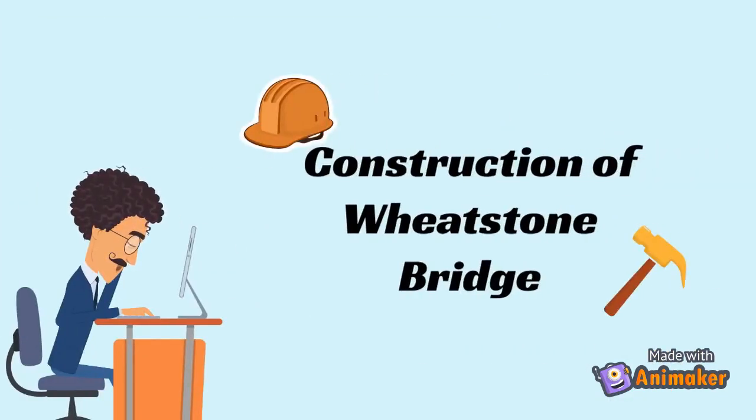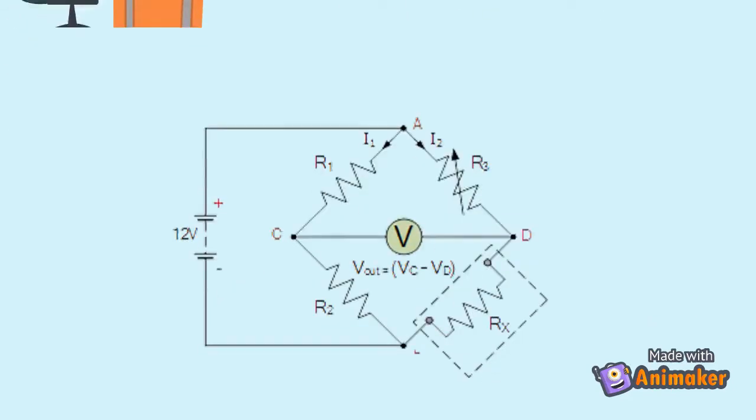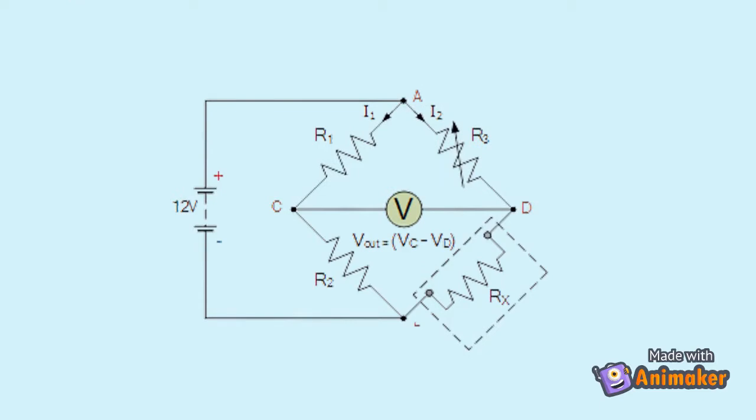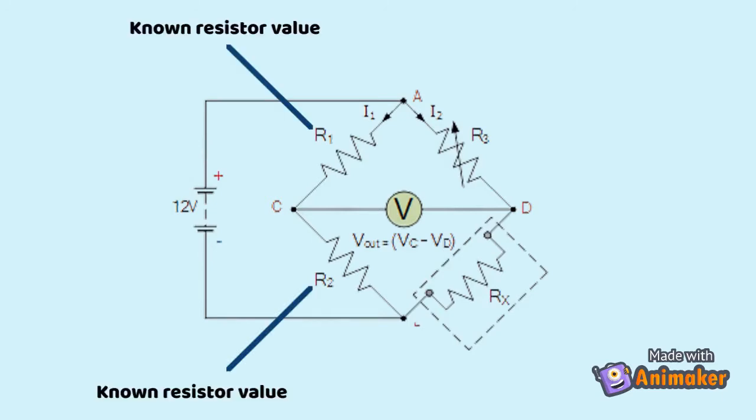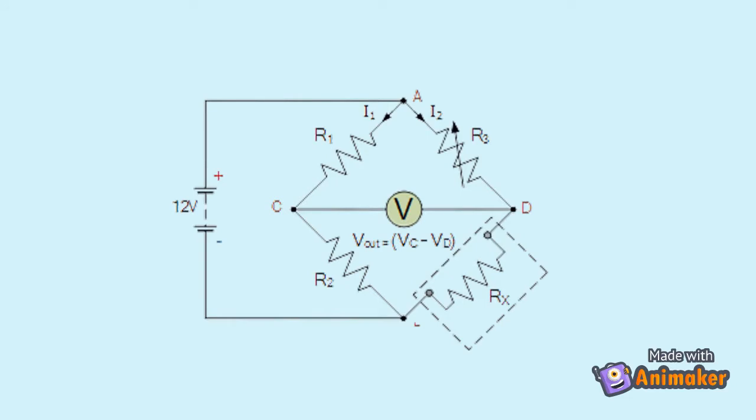For the next part, let's proceed with the construction of Wheatstone Bridge. Let's look into the circuit, which should contain one voltage source and four resistors. R1 and R2 should be known-value resistors, and for R3, usually we will use a rheostat so we can vary the value of the resistor. The function of the circuit is to measure an unknown resistance value, so Rx will be the unknown resistance value.